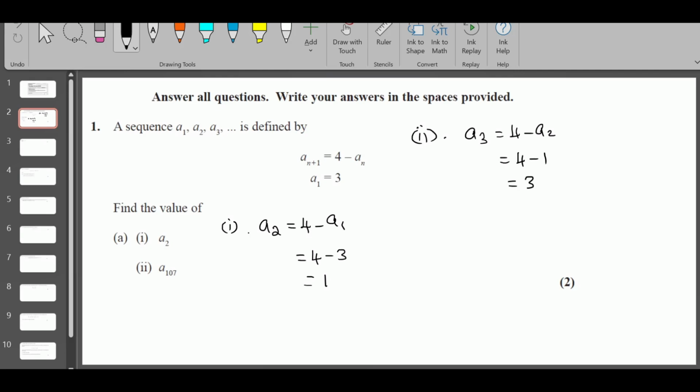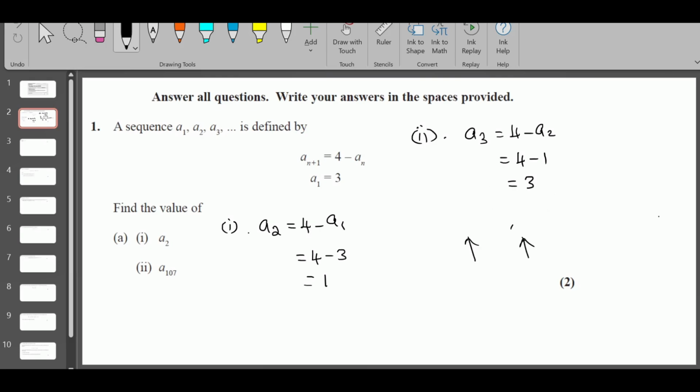You see, the first term is 3, the second term is 1, the third term is 3 again. Once the term repeats, definitely the next ones will repeat too. It's going to be 1, 3, 1, 3, 1, etc., which is a periodic sequence with order 2 because 2 terms are repeated. All the odd number terms are 3, even number terms are 1, right?